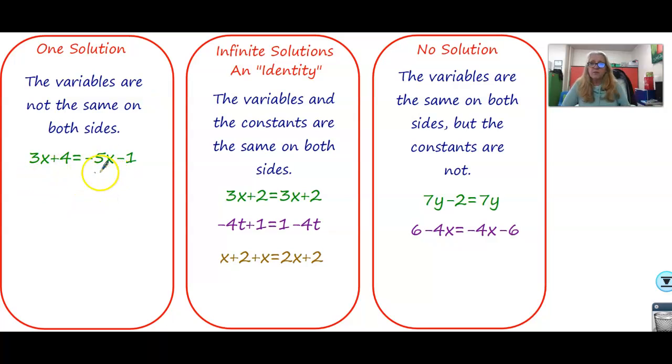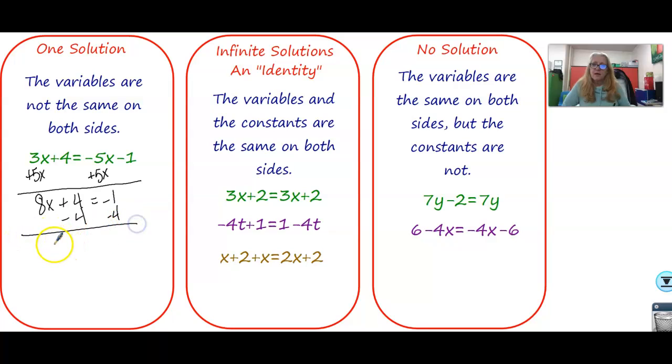I can solve this. I want to get all my variables on one side, so I add 5x to both sides. That gives me 8x plus 4 equals -1. Subtract 4 from both sides. I get 8x equals -5. Divide both sides by 8. And I get x is -5/8. It's not a pretty answer, but it's a single solution. It has one solution.